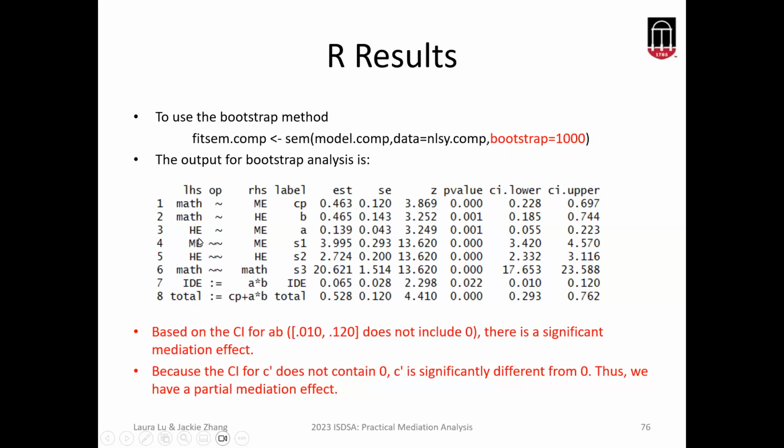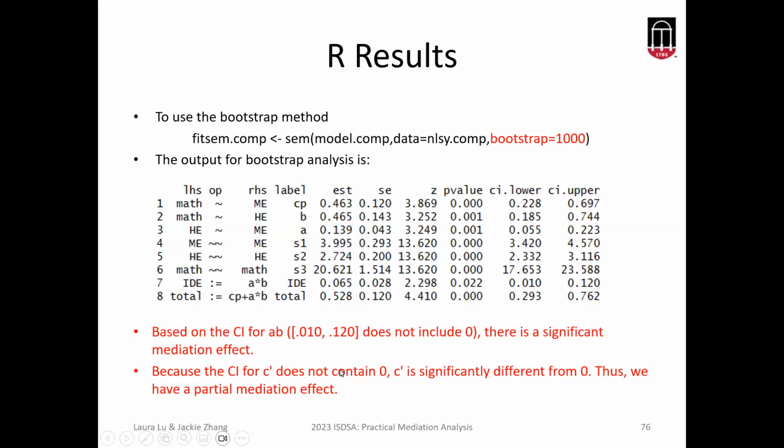And this is a covariance, and variance, and also this is variance. Residual, of course, is a residual variance because math is a dependent variable, and this is an independent variable. Then the indirect effect and the total effect, with estimate, standard errors, z-value, p-values, and confidence intervals, are described here.